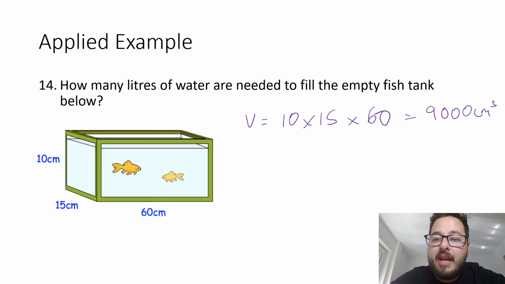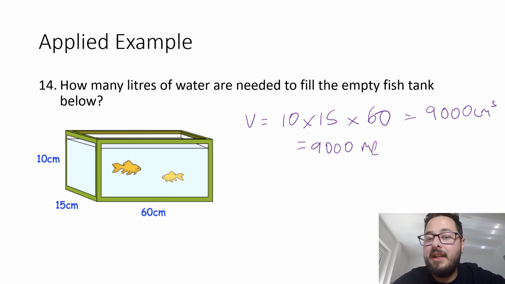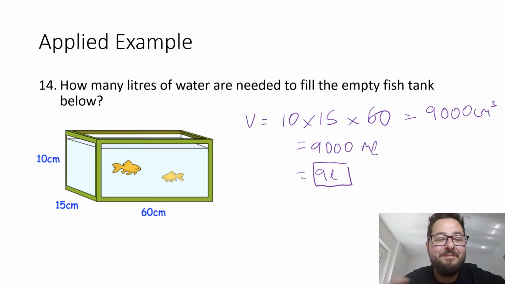All right then, but now we know that that's just going to be 9,000 millilitres. That's going to be the same as 9,000 millilitres. And then we just want to convert that to litres. So we're just going to divide by 1,000. So that is 9 litres are needed to fill the tank.